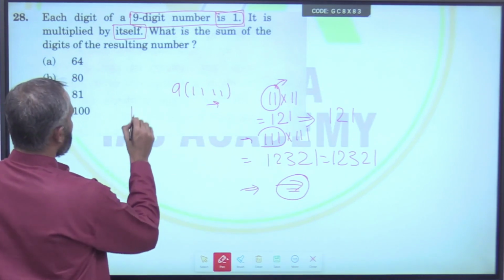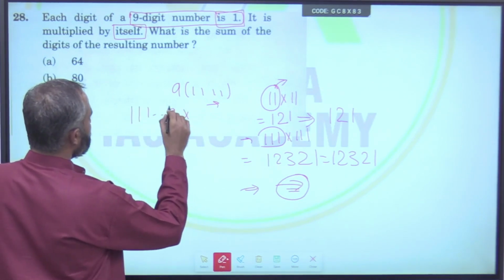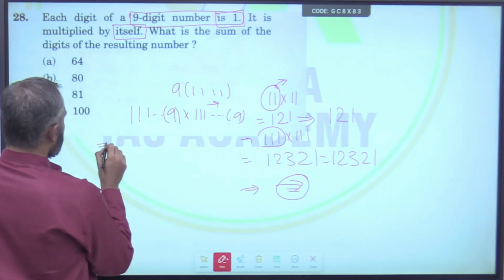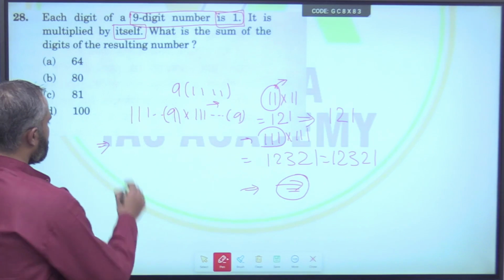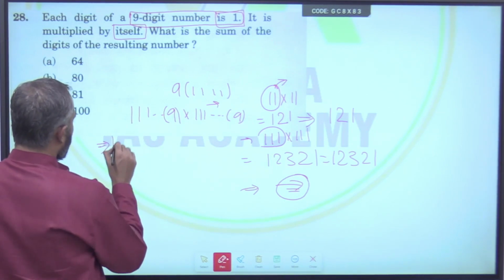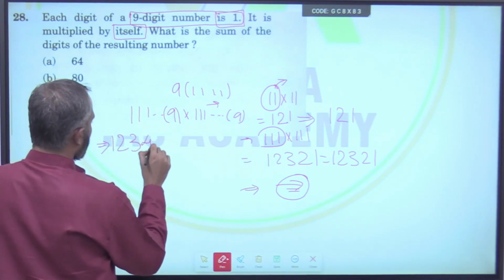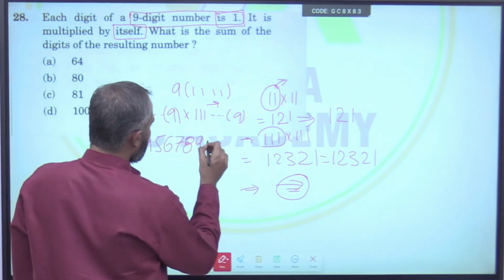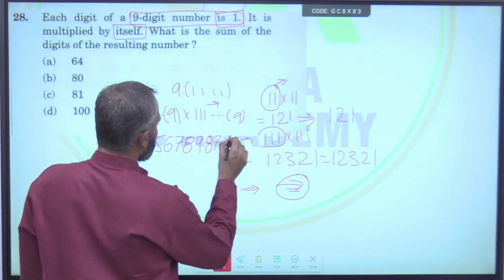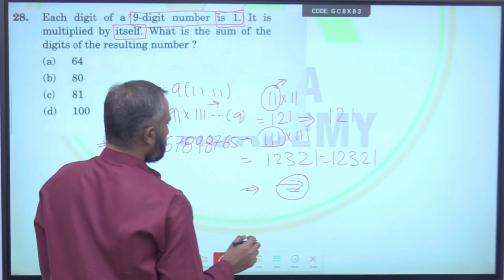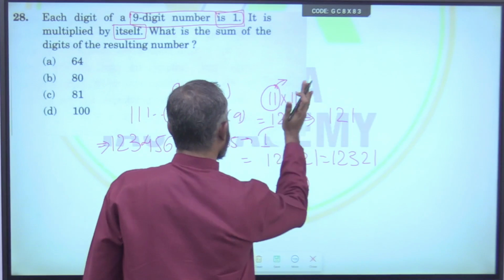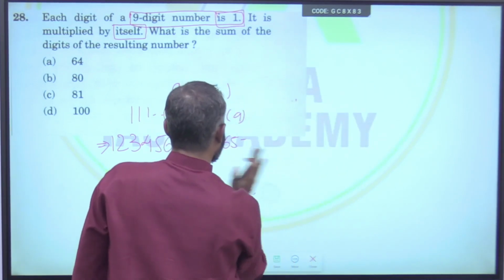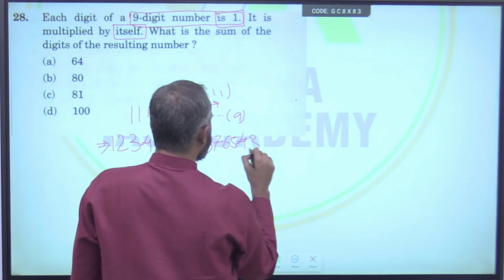So 9 ones are there, 111 and so on, 9 times. So what will it be based on this pattern? Until 9: 1, 2, 3, 4, 5, 6, 7, 8, 9, and then reduce: 8, 7, 6, 5, 4, 3, 2, 1.